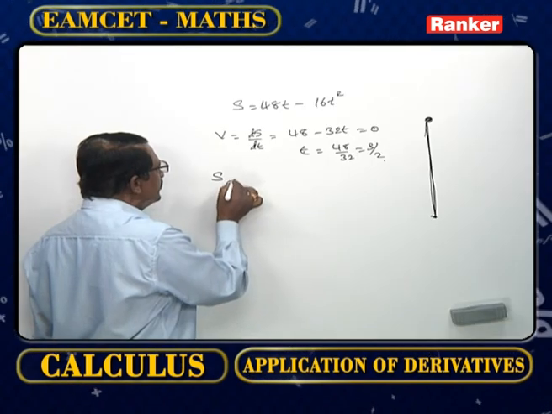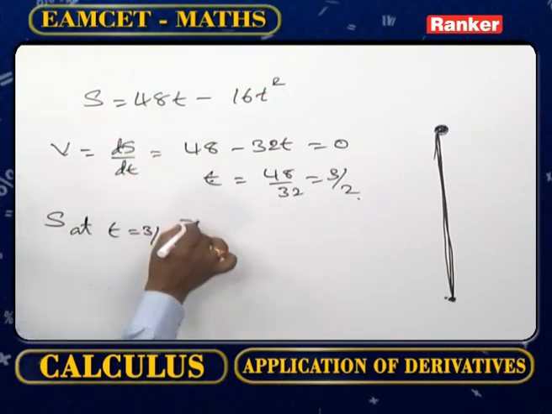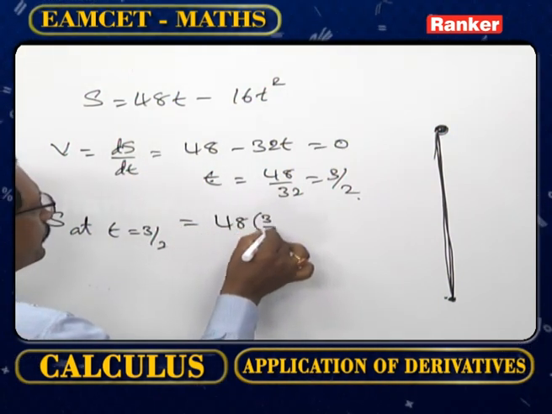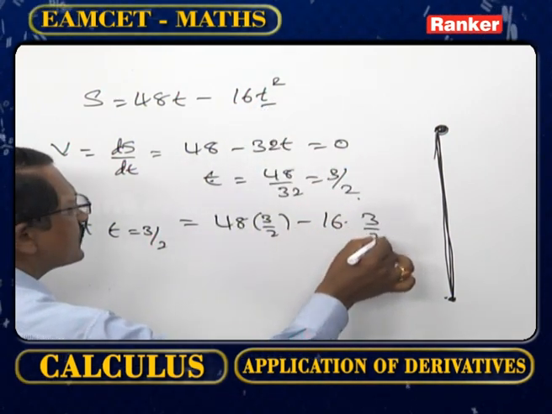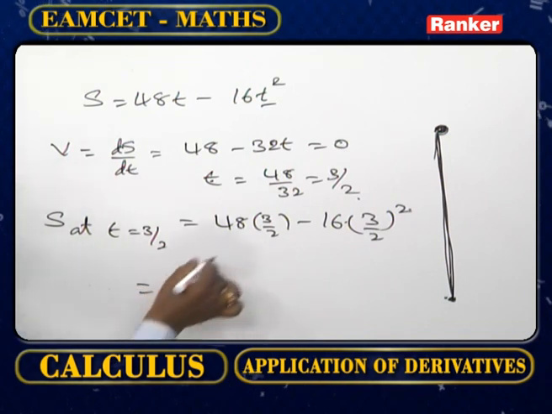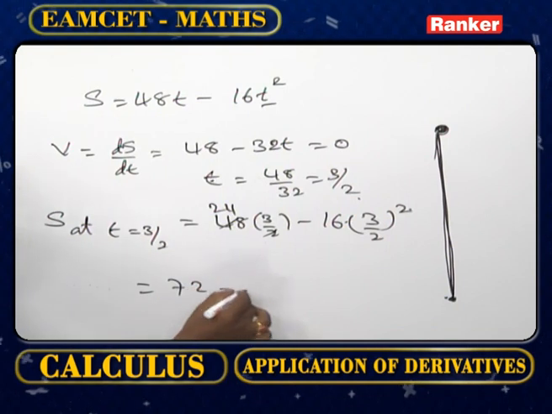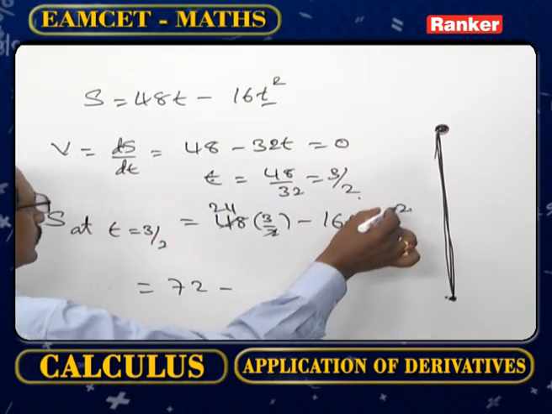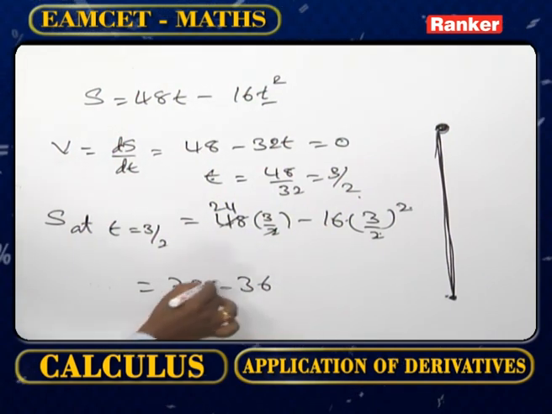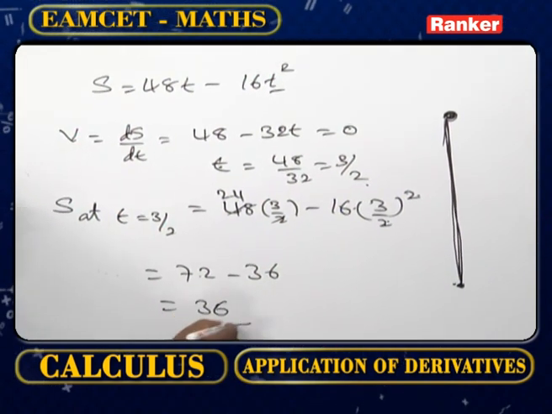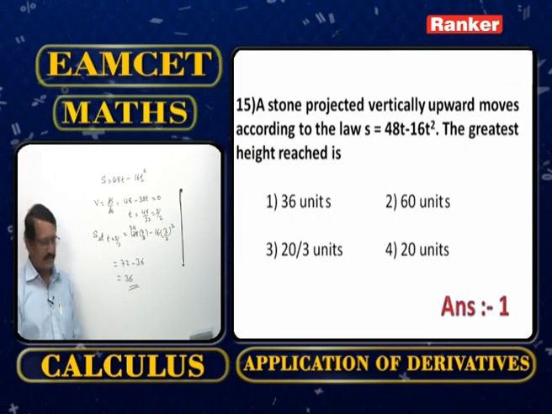Now s at t equals 3 by 2: 48 into 3 by 2 minus 16 into 3 by 2 whole square. That equals 24 into 3, which is 72, minus 4 into 9, which is 36. So 72 minus 36 equals 36 units. First option is correct.